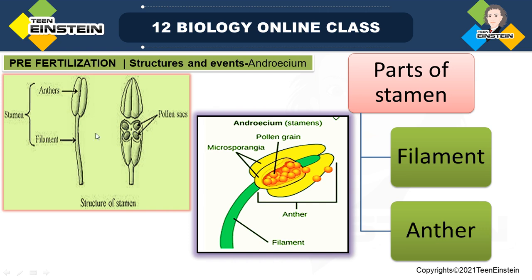First is the filament. Filament is a long, slender, stalk-like structure. Here you can see it is a long and slender structure. On this stalk, terminally, you can see a structure that is bilobed, that is called the anther. This is the anther, you can see here.